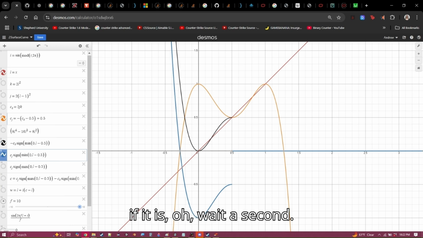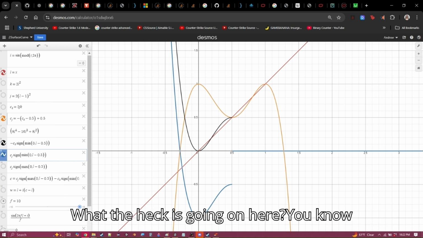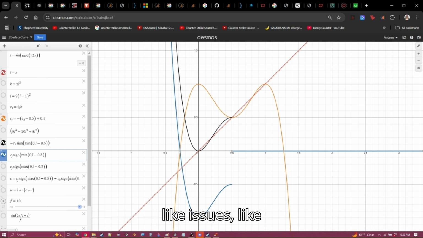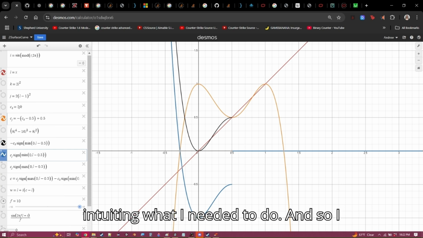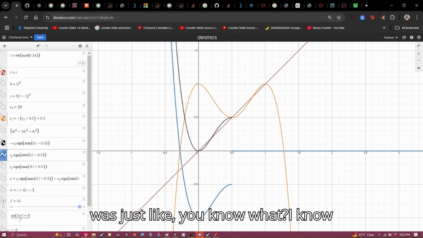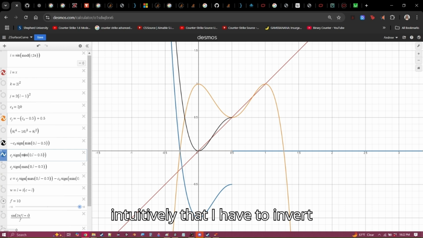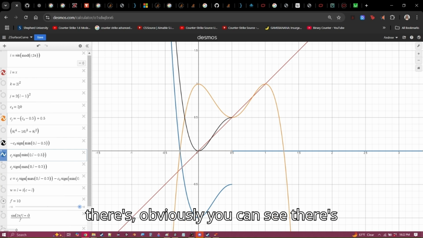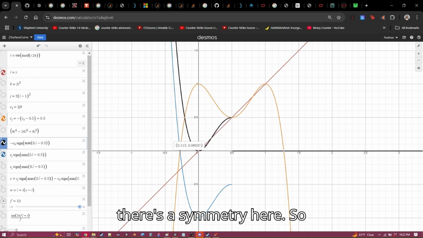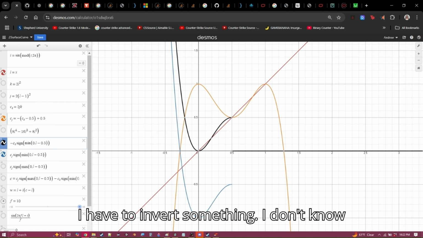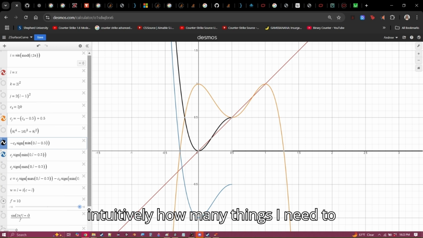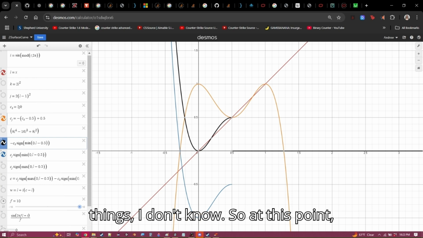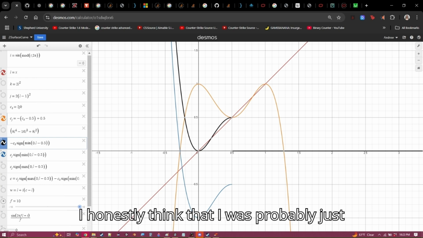And if it is, oh wait a second, what the heck is going on here? Honestly, at this point, I'm almost 90% sure that I was having issues intuiting what I needed to do. I know intuitively that I have to invert something. I don't know how many things I need to invert, because you can see there's a symmetry here. Just based off of that alone, I know I have to invert something. I could only need to invert one thing, or I could need to invert two or more things. I don't know.